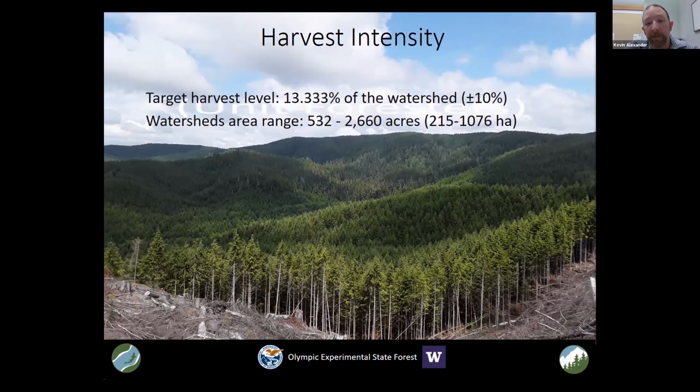Since this is a 10-year research commitment, that would put the harvest level at 10% per watershed. However, there are 4 control watersheds that need to be accounted for. The percentage of the controls were applied to the harvest watersheds, raising the harvest level to 13 1/3%. In order to allow for variation in harvestable timber, we added a variation to the intensity of plus or minus 10%. And that put the harvest intensity between 12 and 14 2/3%.